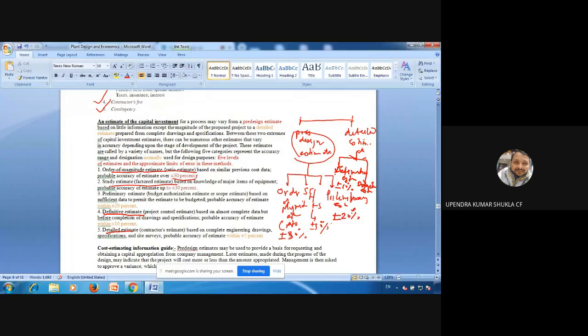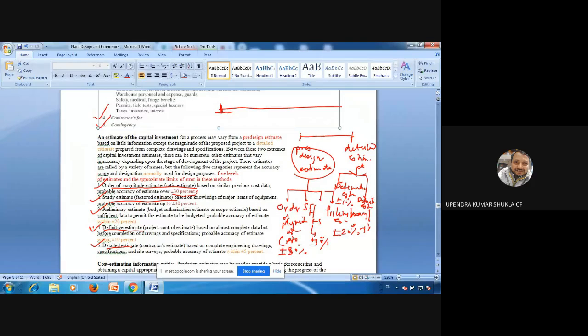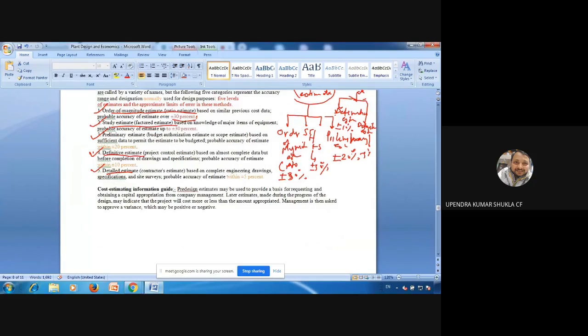So it is coming down by 10%. 30% is for both of these. 30% error, and then you will find preliminary estimate 20% error, and then fourth, definitive estimate 10%, and then detailed estimate you will find 5%. Now what you see is that if I make a real line right here, then you will find that starting from, okay, let me make this figure right here.